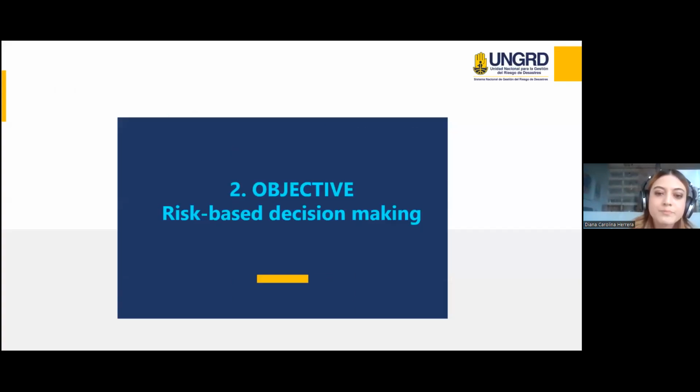So that's why the objective of this tool of the Risk Atlas of Colombia is to make the decision-making process based on risk parameters. So this is what I'll be talking about later in the session.